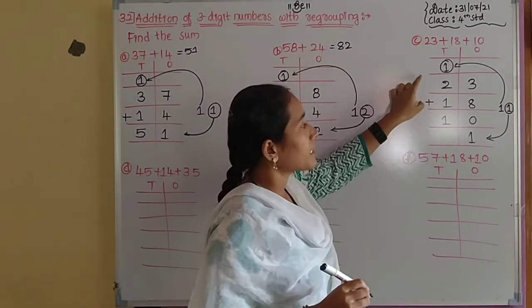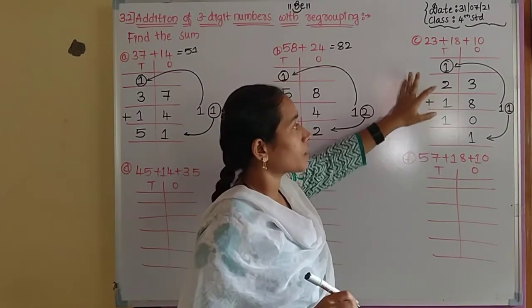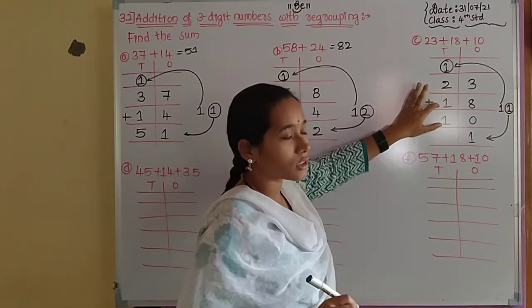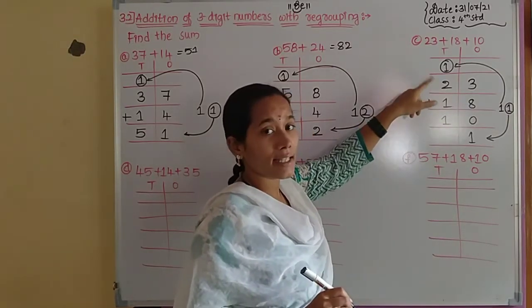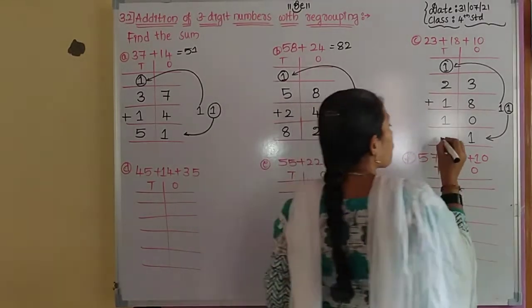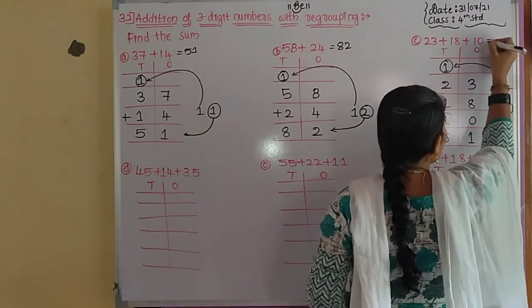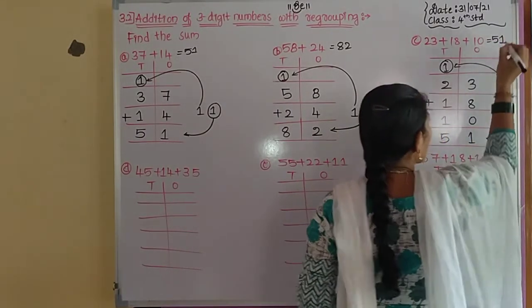Then in the tens placement 2, 1, 1 is there. 2 plus 1 is equal to, very good, 3. 3 plus 1 is equal to 4. 4 plus one more carry is there. So 4 plus 1 is equal to 5. So we get here the solution or the sum 51.